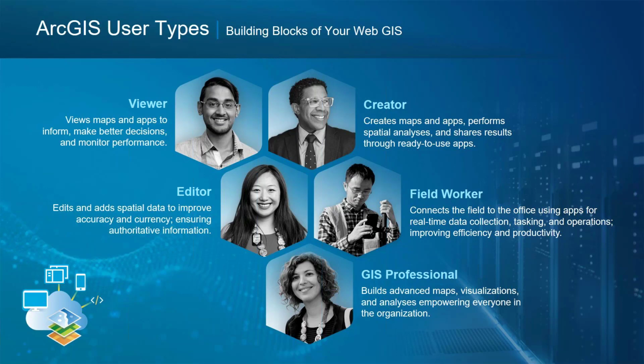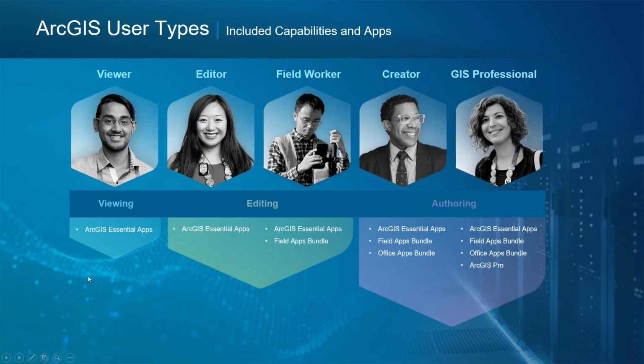So moving along to the next slide, we'll talk about the capabilities and apps for each user type. The user types each come with a certain bundle of apps. The viewer has the least amount of access because they're just getting into ArcGIS Essential Apps viewer only mode. That one's pretty self-explanatory. And we'll go over what the app bundles are on the next slide.